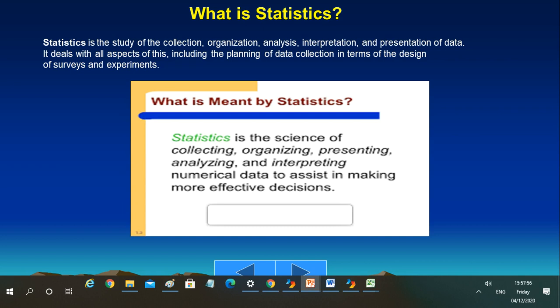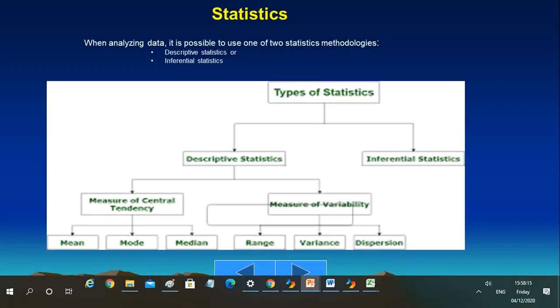Statistics is the science of collecting, organizing, presenting, analyzing and interpreting numerical data to assist in making more effective decisions, because decisions are to be taken and the basis of decision is going to be your data only. So in view of that, understanding of statistics is very important.